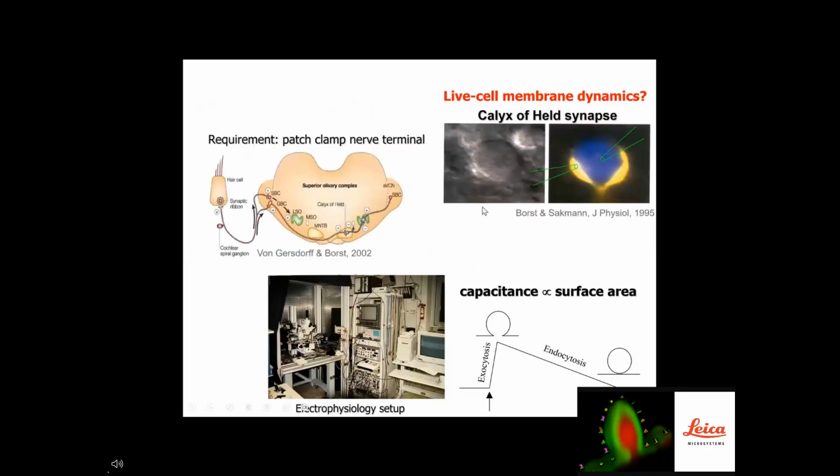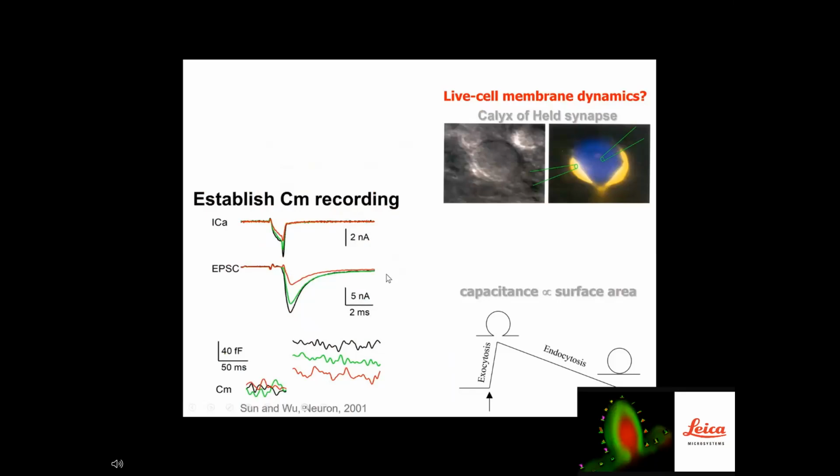To record capacitance, we patch-clamped the large nerve terminal, the calyx of Held nerve terminal. This nerve terminal also allows us to patch the postsynaptic cell, and this is in the auditory brainstem. So my lab's first project was to establish the capacitance measurement technique in the central synapse. And here we see the capacitance increase that corresponds to the EPSCs recorded simultaneously at the same synapse. The EPSC reflects the transmitter release that acts on the transmitter receptors, and therefore this capacitance jump means exocytosis.